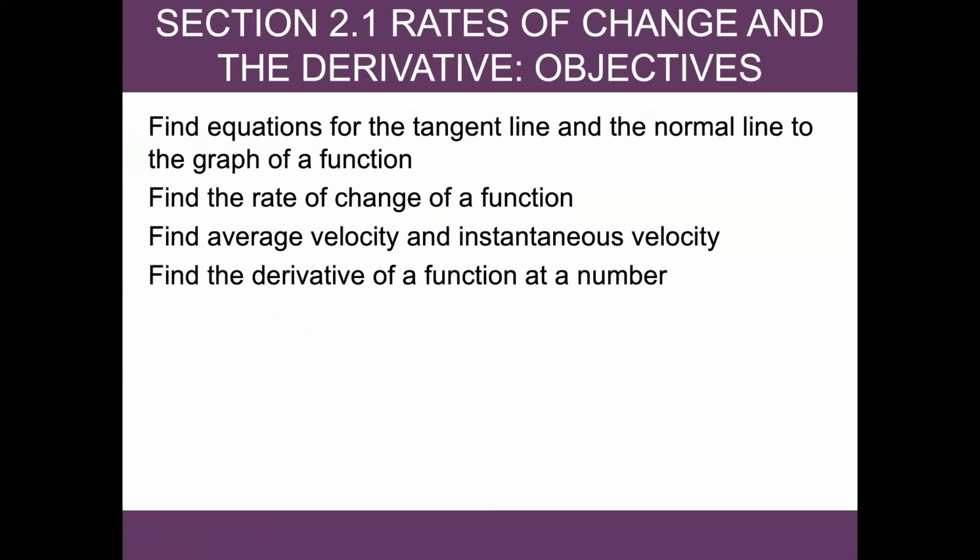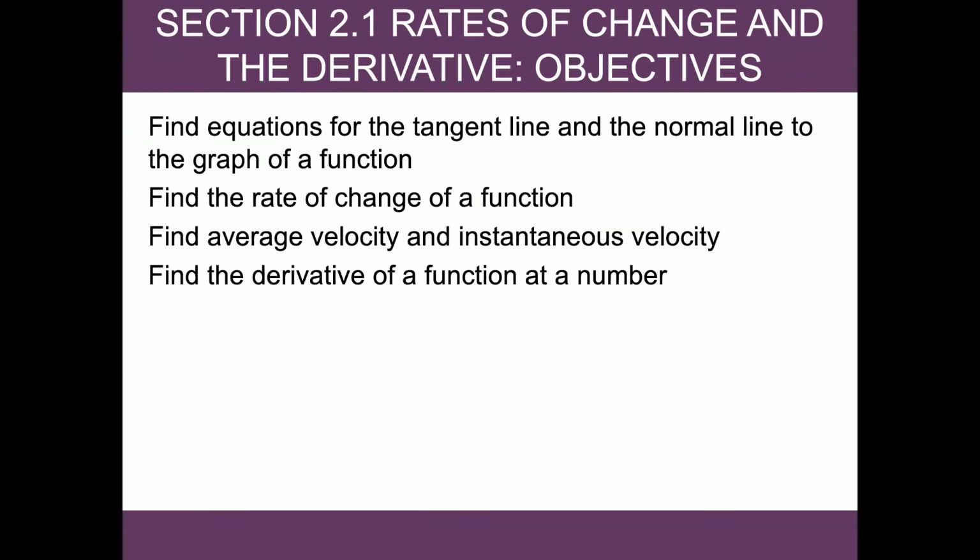So we're going to talk about equations for the tangent line and the normal lines. Remember, a normal line is a perpendicular line. So if you get the slope of the tangent line, then the perpendicular line is going to have a slope that is the negative reciprocal of that original tangent line. Remember that, negative reciprocal. You've got to flip and make it negative.